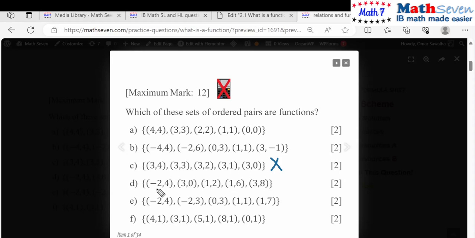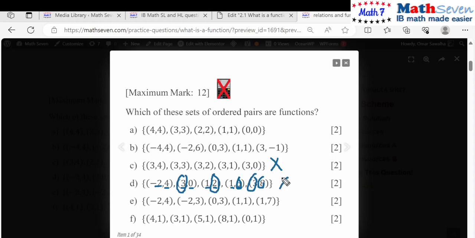Look at part D. Part D, as you can see, minus 2 is giving me 4, that's fine. 3 is giving me 0, that's fine. 1 is giving me 2, that's fine. Now 1 is giving me 6. مرة ال1 بتعطيني 2 ومرة ال1 بتعطيني 6. This is not a function, it's a relation. And look at 3. 3 is giving me 0. Then if I input 3, it's giving me 8. So when you have the same input, it's giving me different outputs. This is not a function, it's a relation.